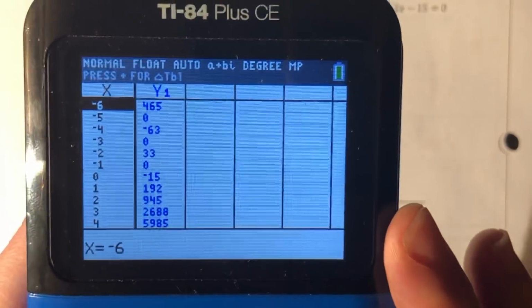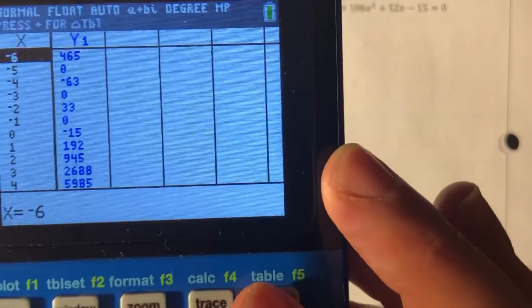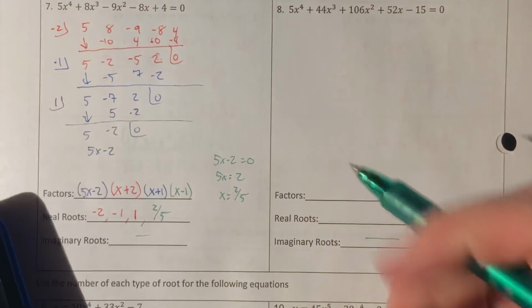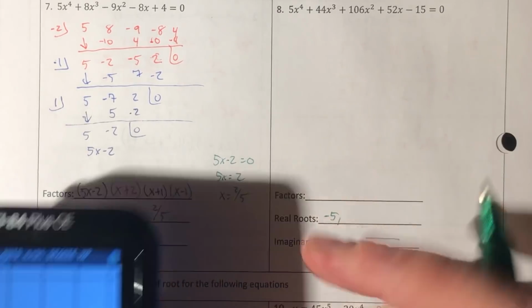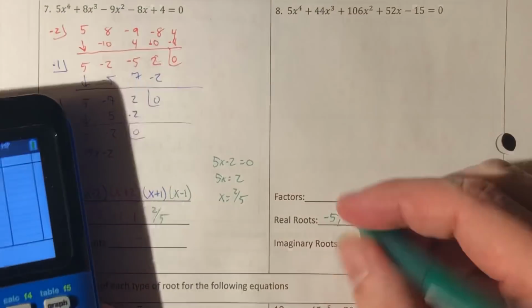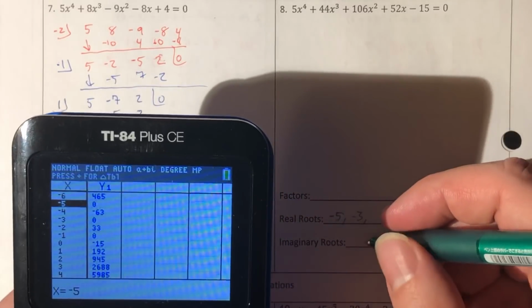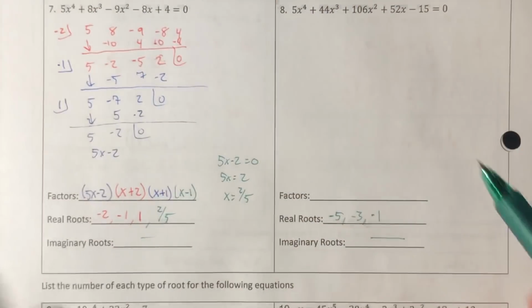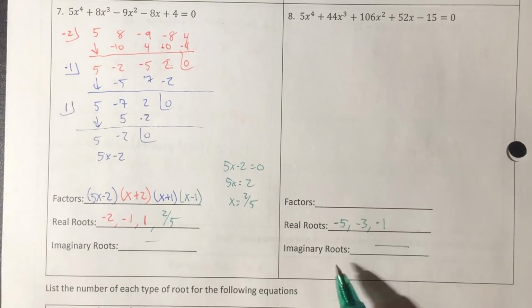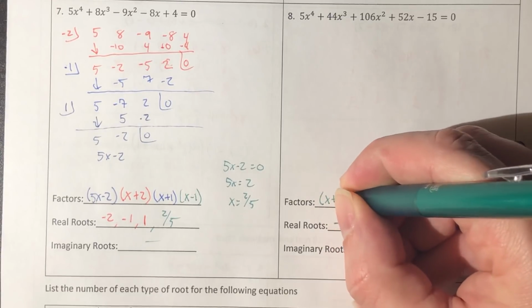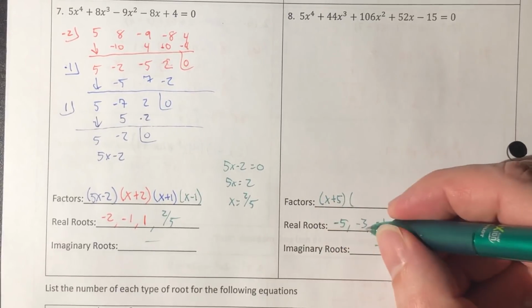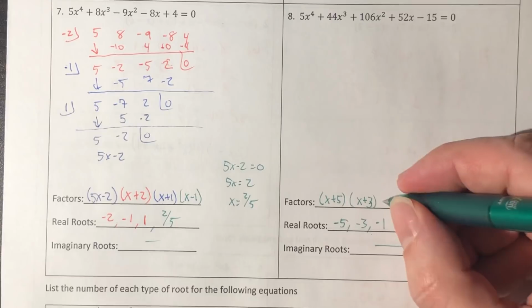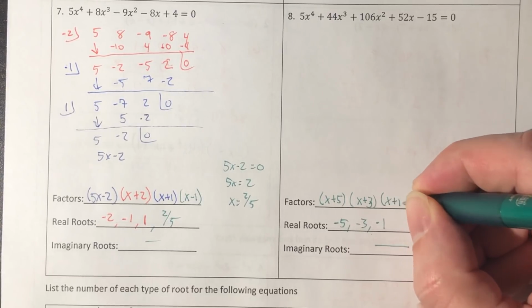And I can look at the table. So to get there, you press second graph and it pulls up the table. And I'm looking for when y equals 0. So I've got -5. That's one of my real roots. I also have -3 and -1. But I'm missing one of them, so I'm going to have to do the synthetic division to figure out what that is. So these 3 give me factors of x plus 5 for that -5. This -3 gives me x plus 3. That -1 is going to give me x plus 1.